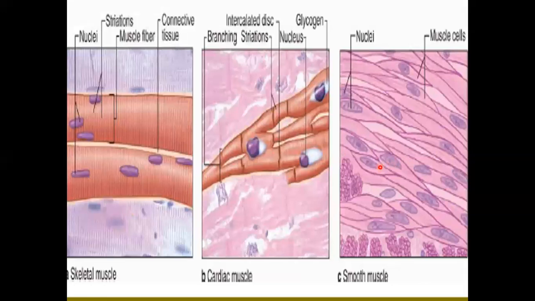From here, you can already see the difference. Skeletal muscles are the longest of all, followed by cardiac muscles, then smooth muscles. Skeletal muscles here have multiple nuclei, and they have these vertical lines, which we call striations. Those striations are also found on cardiac muscles. So the two are considered striated muscles.